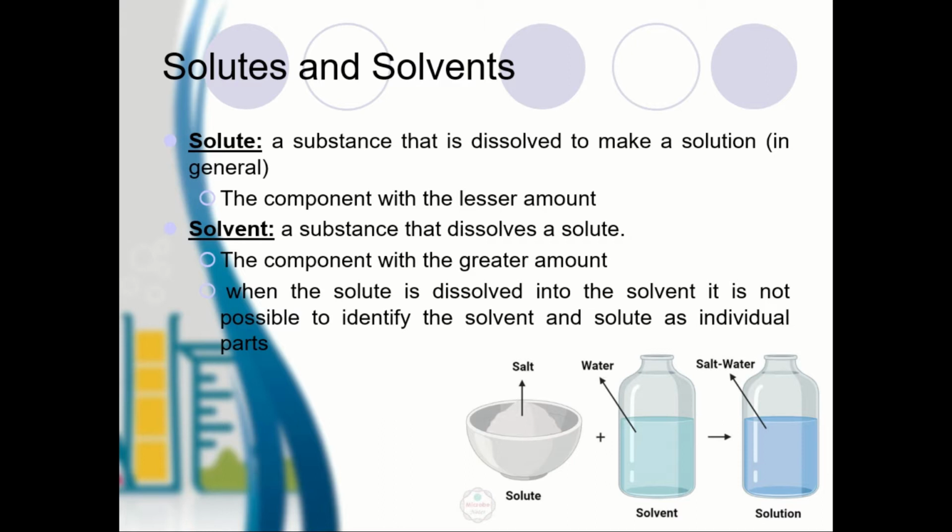Now, when we speak of solutes, this is the substance that is dissolved to make a solution. So, that is our definition in general. However, the specific definition is, it is one of the components of a solution with the lesser amount. When we say solvent, this is the substance that dissolves the solute. Again, that is the general definition. The specific definition is, it is the component of the solution with the greater amount.